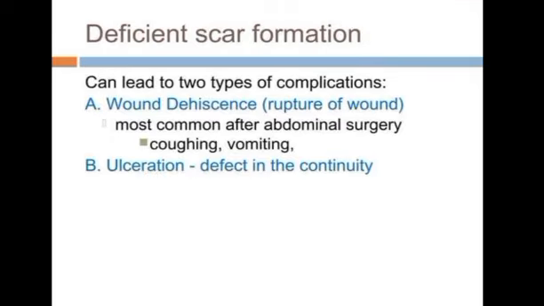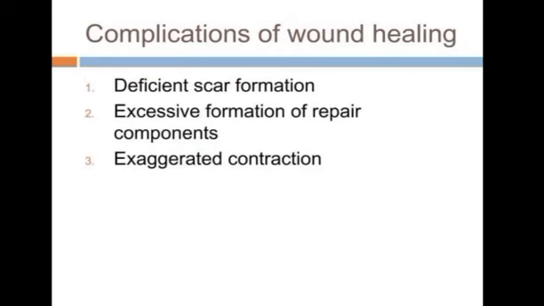Next, we have seen the complications of wound healing. There are three: deficient scar formation, excessive formation of repair components, and exaggerated contraction. Deficient scar formation means too little collagen formation. Excessive formation of repair components means more collagen and scar formation. Exaggerated contraction means a too tight scar is formed so that movement is restricted. This is what we have seen in wound healing. Thank you.